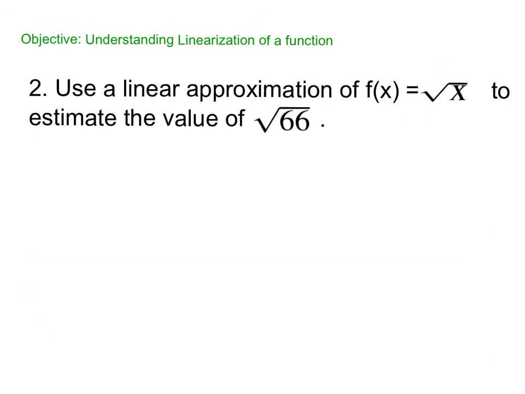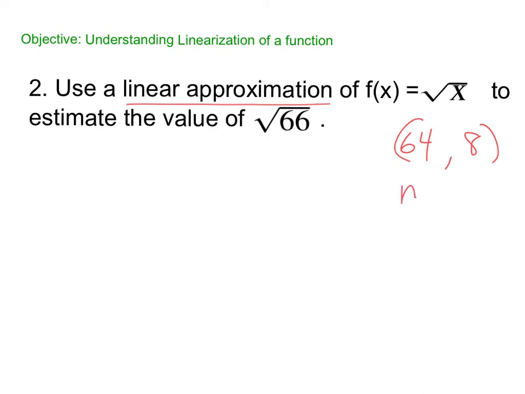Okay, so use a linear approximation of f of x to estimate the value of root 66. So we're going to, remember, a linear approximation is just a tangent line. So find the tangent line, right? But notice they're not giving us a point. What do you think the point should be? So we want something close to the square root of 66. What perfect square do we know that's close? 64. Right? What's the square root of 64? 8. So our point is 64, 8.